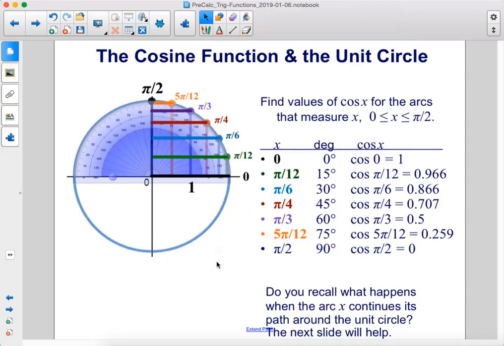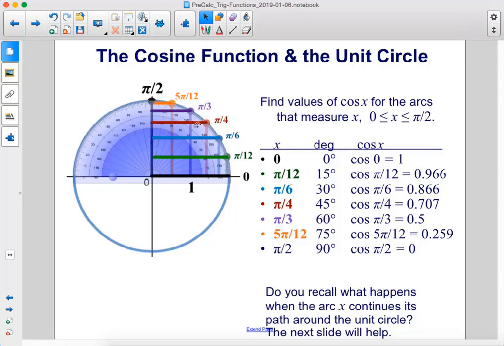Find values of cosine x for the arcs that measure x, where x is greater than or equal to 0 and less than or equal to pi over 2. So here we have at 0, this line here has a length of 1. Cosine of 0 is 1. Now as we go up, the horizontal lines here get shorter, representing the fact that the cosine value is getting smaller. By the time you get up to pi over 2, there is no horizontal line. Cosine of pi over 2 is 0.